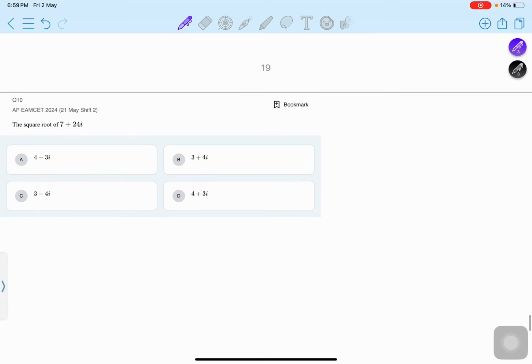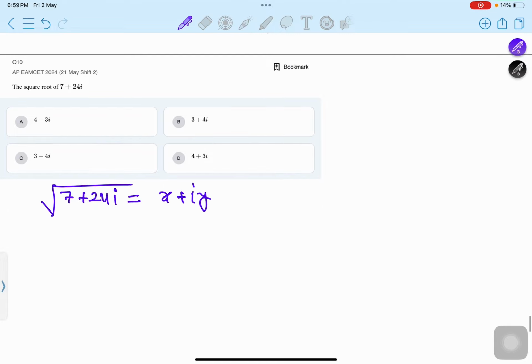Okay, next question is given: the square root of 7 plus 24 iota. So that's why it's an easy question with one formula, but you can never use the formula like this. So the answer is x plus iota y, right, according to that condition. How do we find the square root? So according to this, square both sides, so 7 plus 24 iota equals x square minus y square plus 2 times x y iota. So compare the real part and imaginary part.